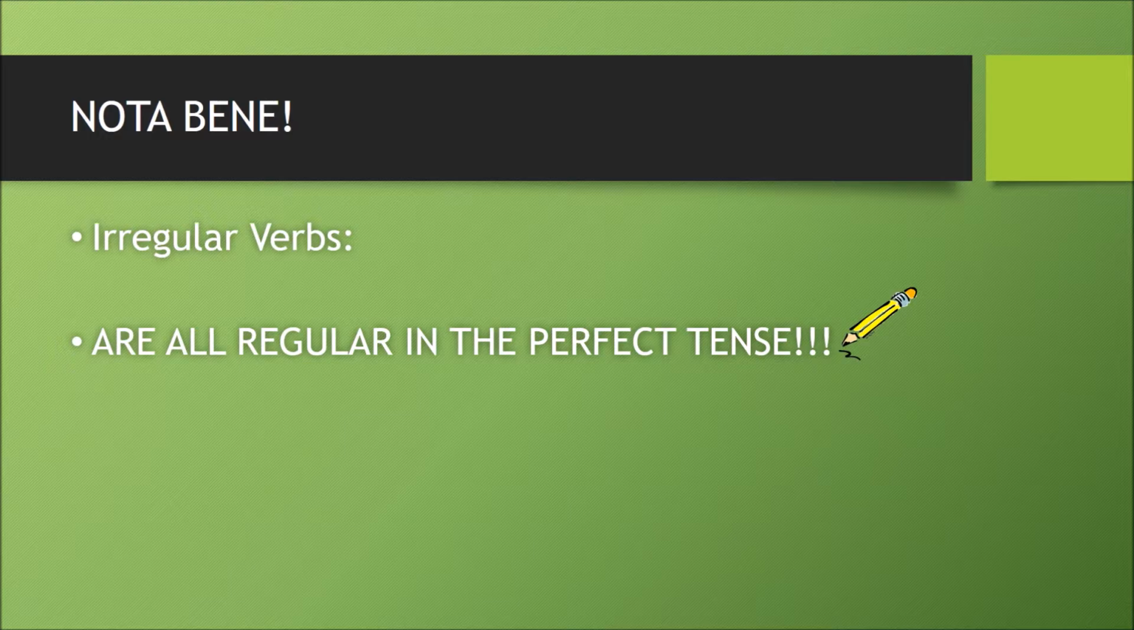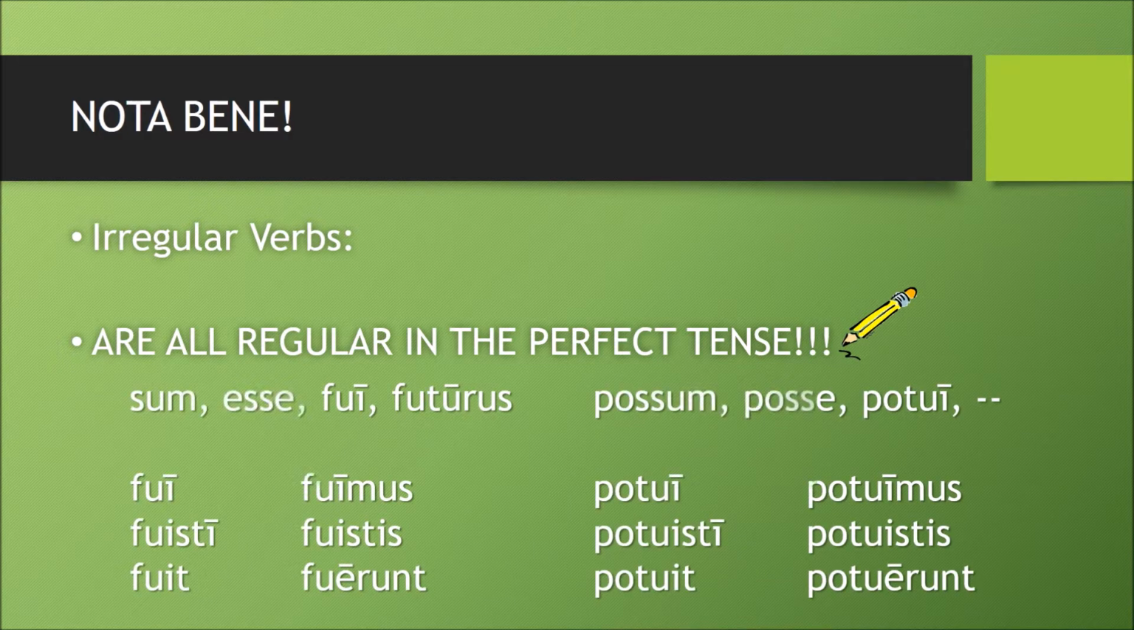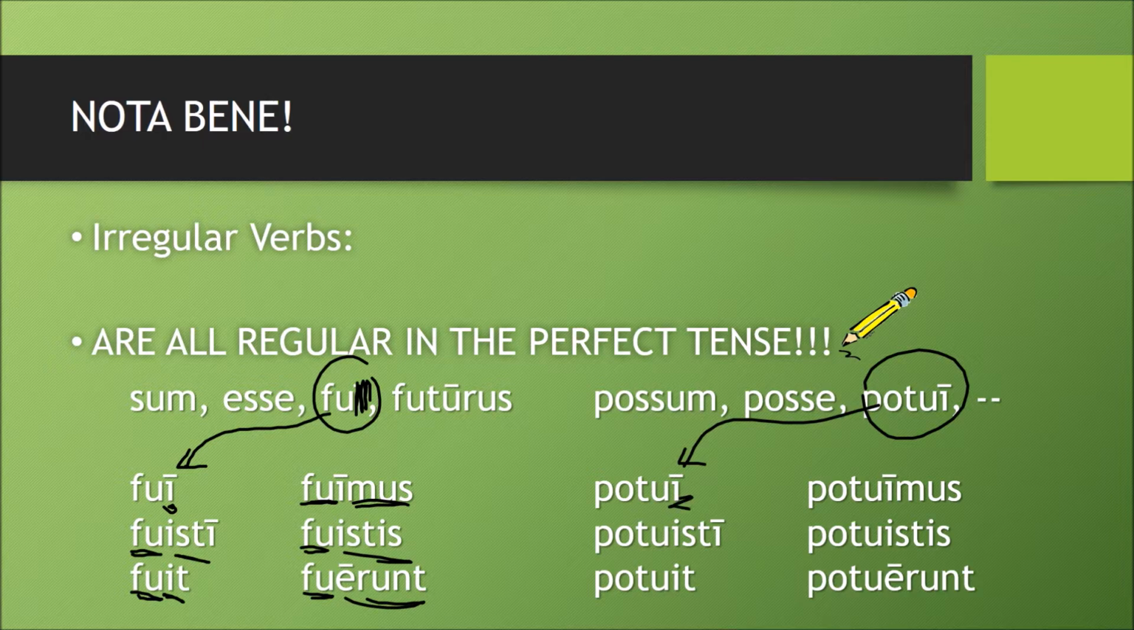You're going to form them the exact same way that you form any other verb. Start with that third principal part. Let's take a look at some of these. We have sum, esse and possum, posse. As you can see, we're using that third principal part, dropping it down, finding our base fu, and then adding to that base all of our perfect tense endings: I, isti, it, imus, istis, and erunt. Possum, posse is formed the exact same way using the third principal part, just adding our endings to that base.